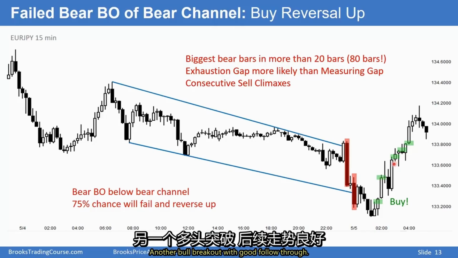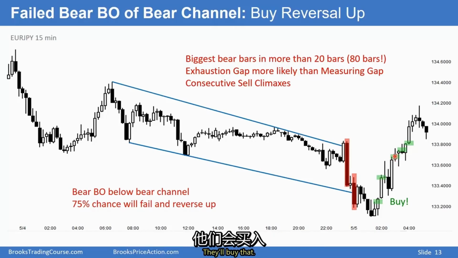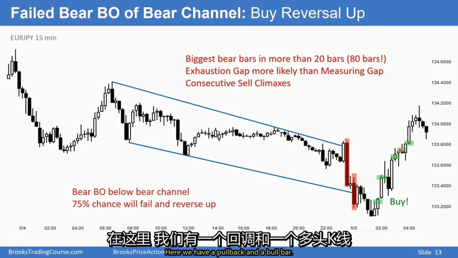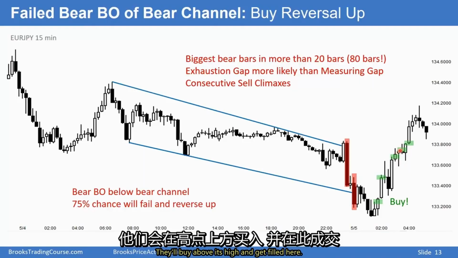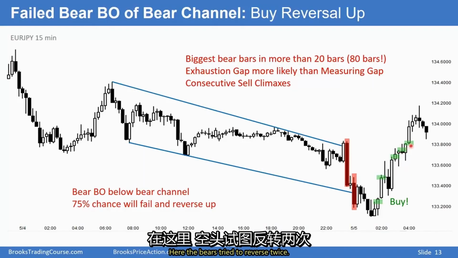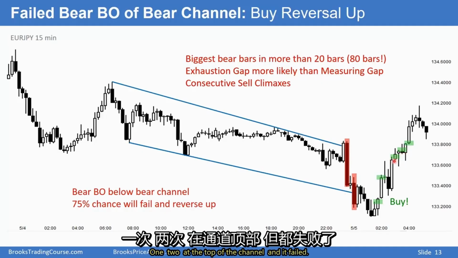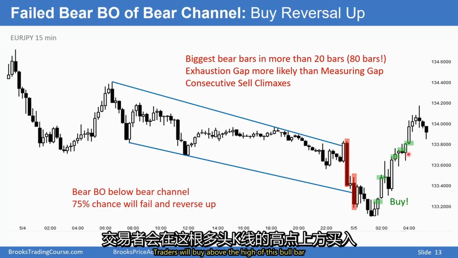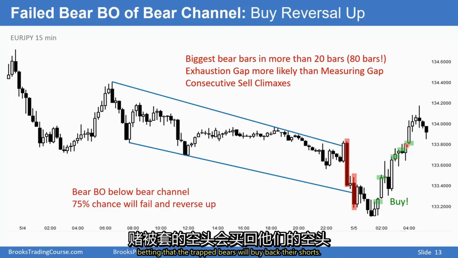Another bull breakout with good follow-through, they'll buy that. Here we have a pullback and a bull bar, they'll buy above its high and get filled here. Here the bears tried to reverse twice, 1, 2 at the top of the channel, and it failed. Traders will buy above the high of this bull bar, betting that the trapped bears will buy back their shorts.